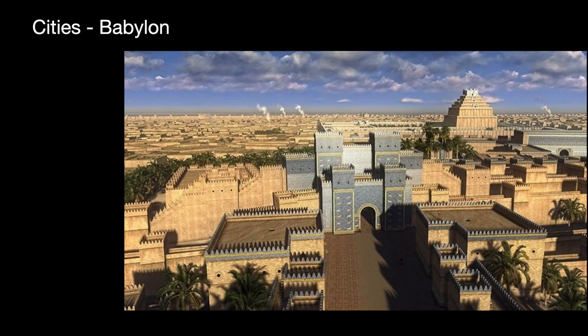This is a drawing of the ancient city of Babylon, which dates to about 4,000 years ago. You can see in the central part of that image the famed Ishtar Gate. This city is located in the modern state of Iraq.